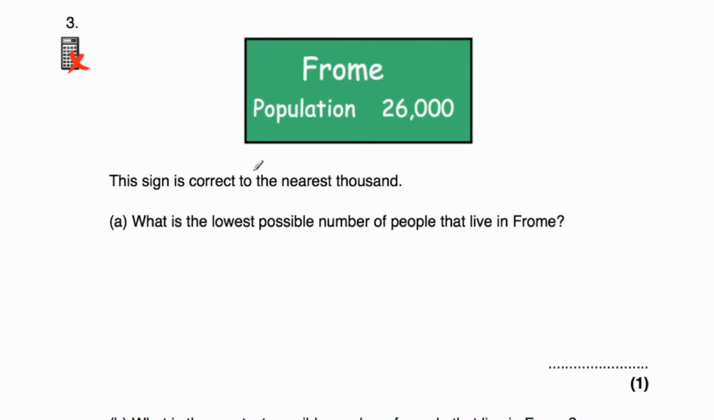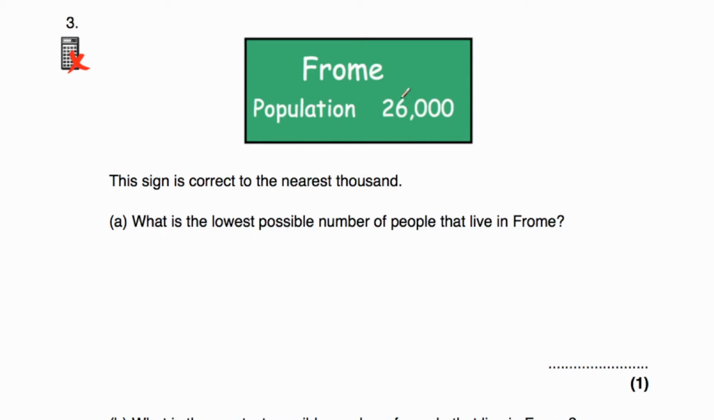So question number three, we've got this sign and it says Frome, and we've got the population of Frome being 26,000, correct to the nearest 1,000. So this sign has told us that the population of Frome, when we round it to the nearest 1,000, we get 26,000. So the population could have been 26,000. We could have been lucky and the population of Frome might be exactly 26,000, and it's been rounded to give us 26,000 to the nearest 1,000.